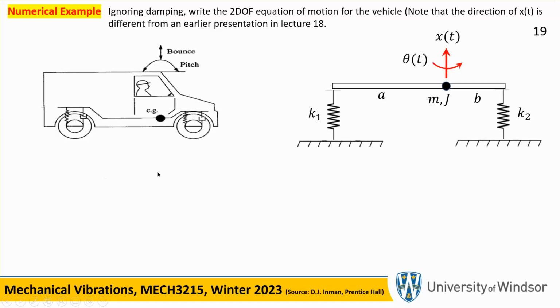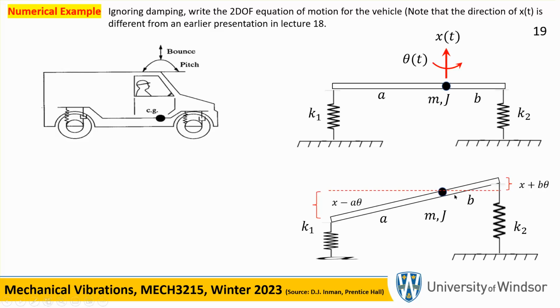Okay, so if you look at it, you're replacing the actual vehicle with its half model, basically. The left side of the car and right side of the car, bundled together. So basically we have two springs, front and rear, and then this is the chassis of the car bouncing up and down and pitching counterclockwise. Okay, good. The first thing you need to do is to write the equation of motion, and this is the kind of thing that you did in the first and second week of classes.